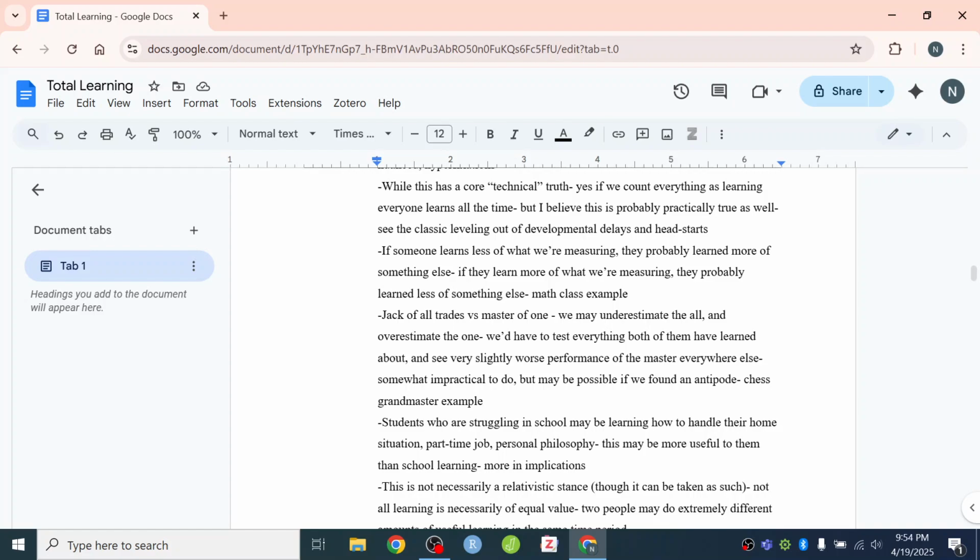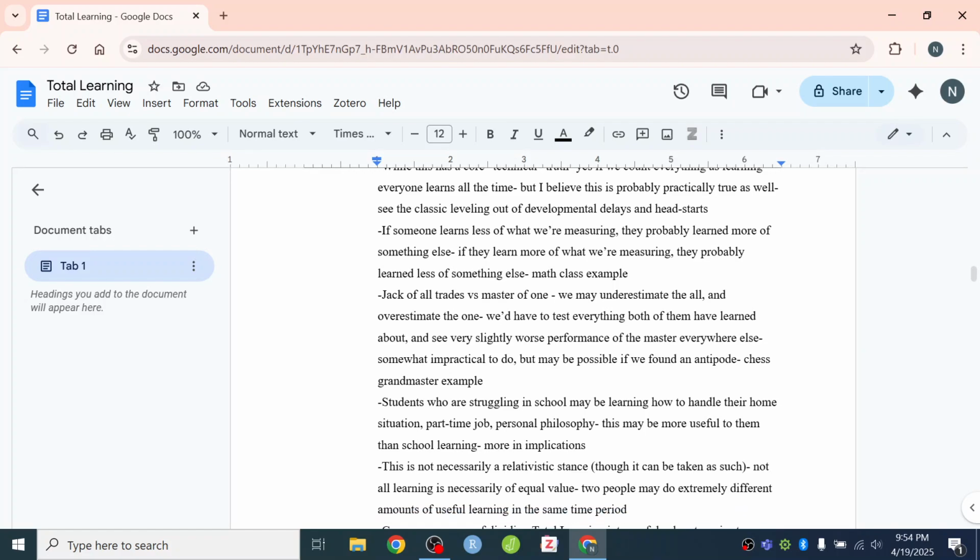However, it is not necessarily a relativistic stance. It can be taken that way, you can interpret it that way, but you don't have to. You can make a statement that not all learning is necessarily of equal value. You can make a normative statement. And two people may do extremely different amounts of useful learning in the same time period.